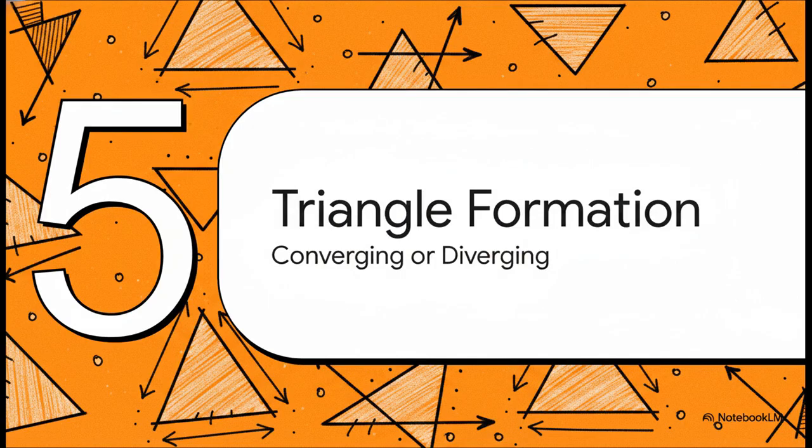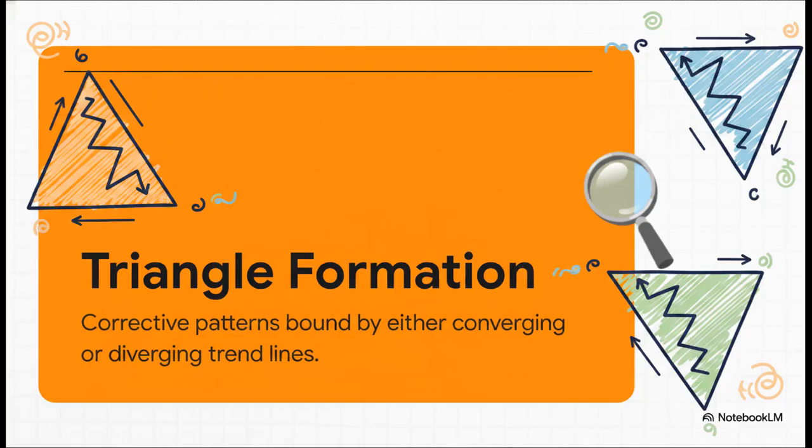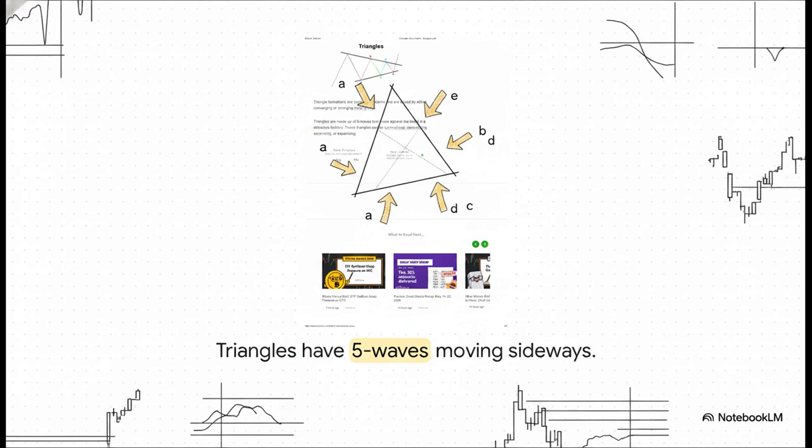Section 5. The triangle formation. Which brings us to our third core structure, the triangle. This is where the actual geometry of the market gets super interesting. Triangle formations operate a bit differently. They're corrective patterns trapped inside trend lines that are either squeezing together or pushing apart over time. Check out the anatomy of this thing.